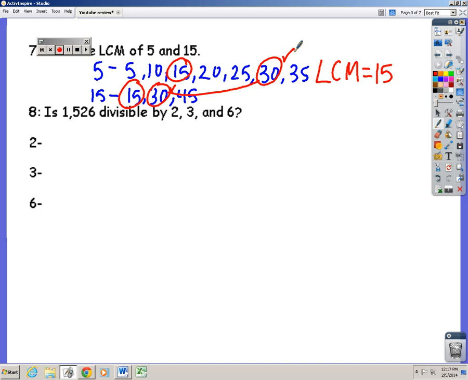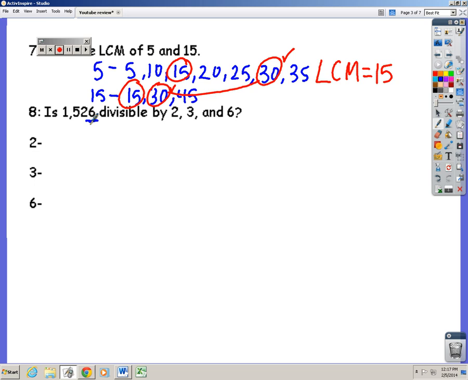Number 8 is going to be looking at divisibility rules. We need to see if 1,526 is divisible by 2, 3, and 6. So first, let's check our rule for 2. Our rule for 2 is that any number ending in an even number is going to be divisible by 2.